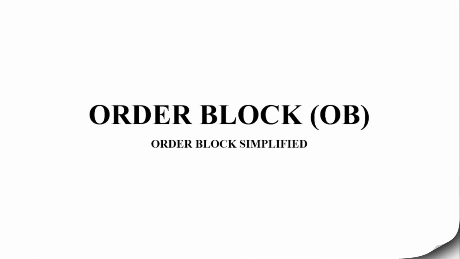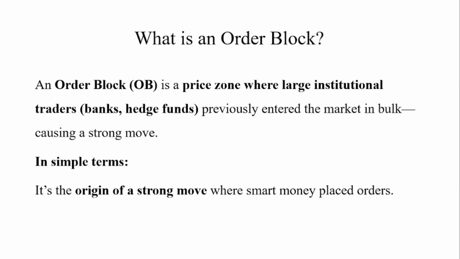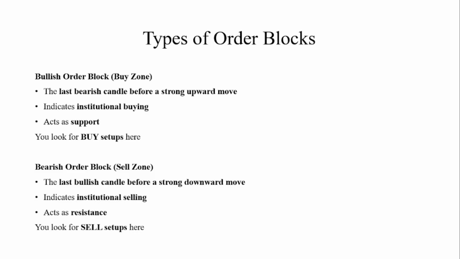In today's video, we are going to simplify order block in the simplest format. But before we dive into our chart, let us understand what an order block is all about. An order block is a price zone where large institutional traders, that is the banks and hedge funds, previously entered the market in bulk, causing a strong move. We have different types of order block: the bullish order block and the bearish order block.